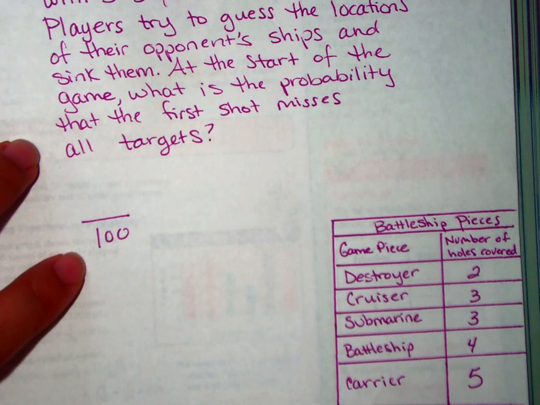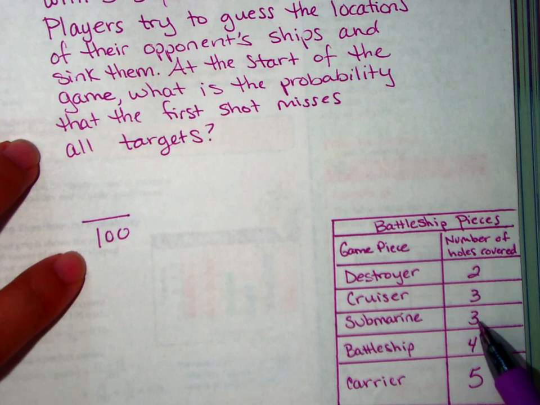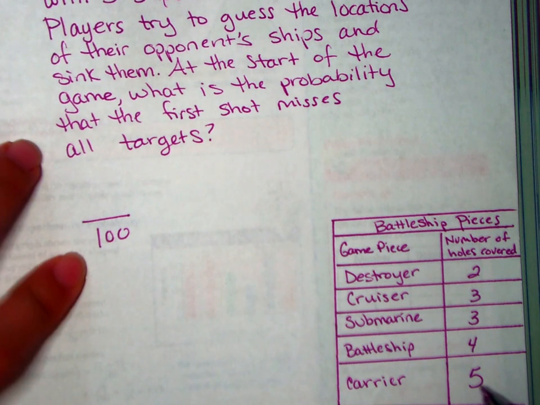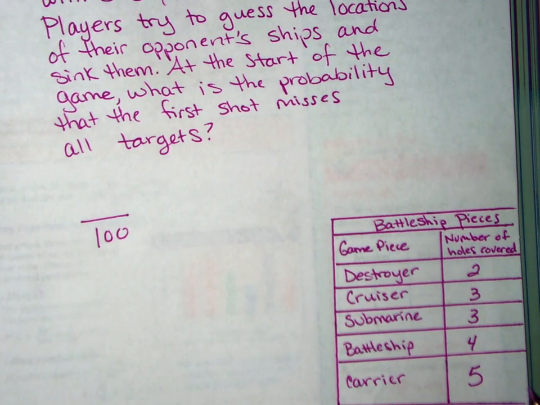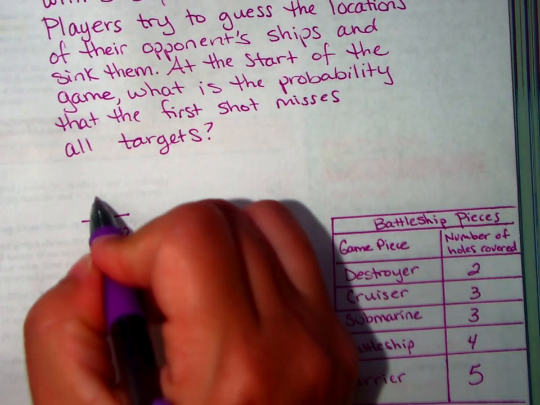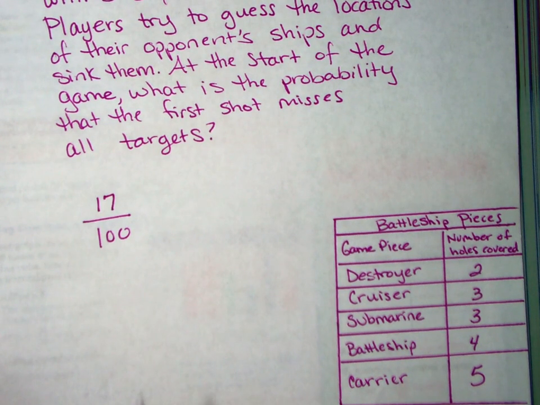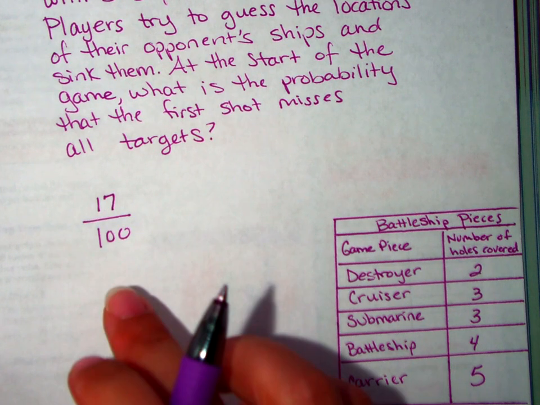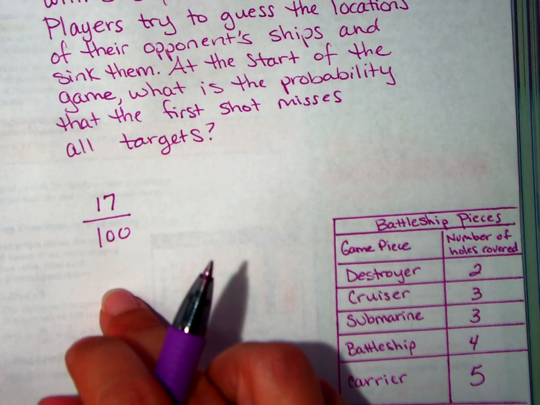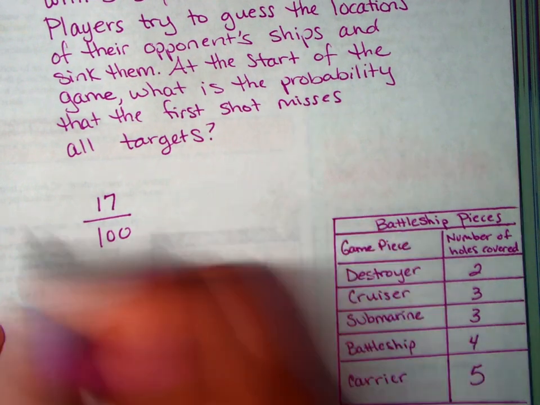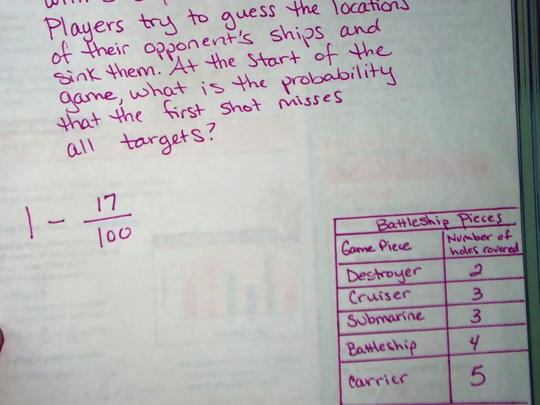So if I put all of these ships on my 100-hole grid, what's the possibility of hitting one? You're just going to add 2 plus 3 plus 3 plus 4 plus 5, okay? And we get 17. So 17 out of 100 means that's the probability of actually hitting one of these ships. The complement is, well, what's the probability of not hitting a ship? So that's going to be 1 minus this.